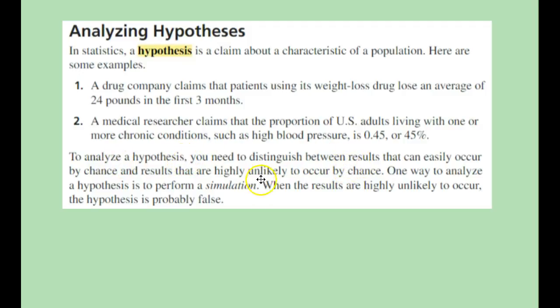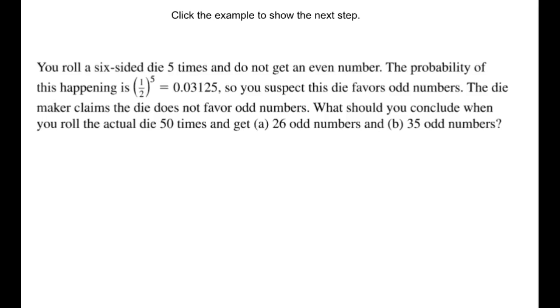To analyze that hypothesis, I have to figure out the difference between results that can occur by chance and results that are unlikely to occur by chance, right? So we're kind of using our probability again. One way to analyze this hypothesis is to perform a simulation. When the results are highly unlikely to occur, the hypothesis is probably false. So let's look at an example of this.